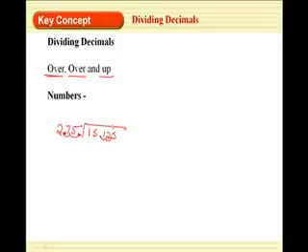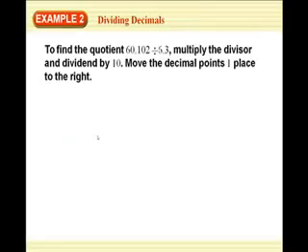And then up means you bring the decimal straight up. Then you just pretend like it's not there and you take 275 into that number. And then you're done. That's it. So here we go. To find the quotient, 60.102 divided by 6.3, multiply the divisor and the dividend by 10. Move the decimal points 1 place to the right.